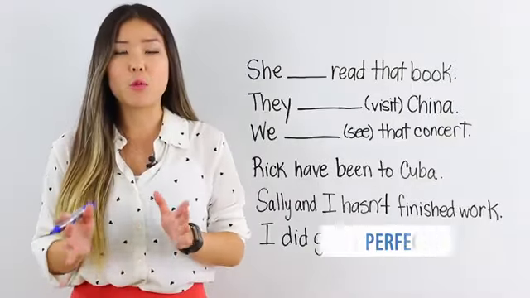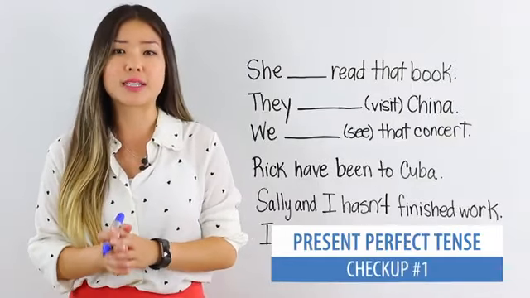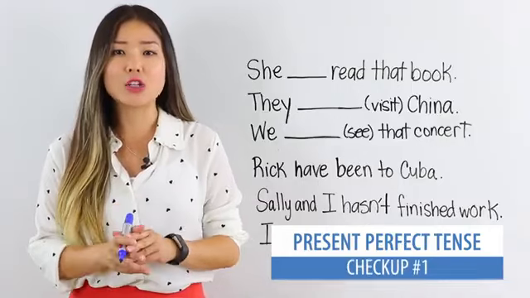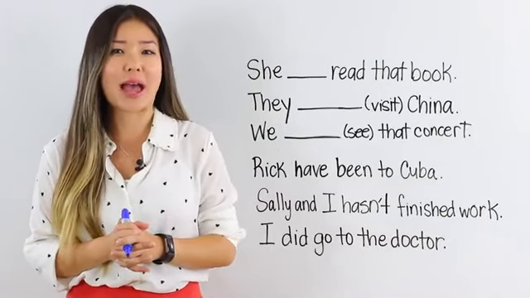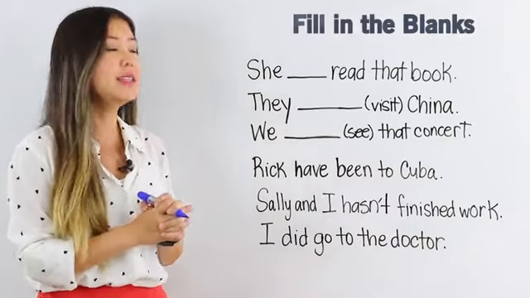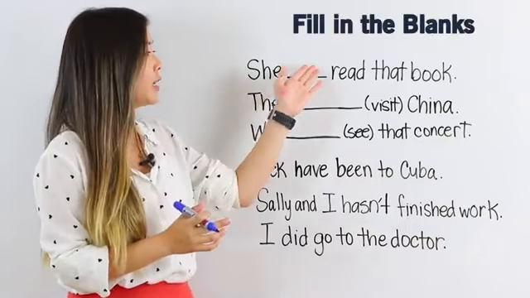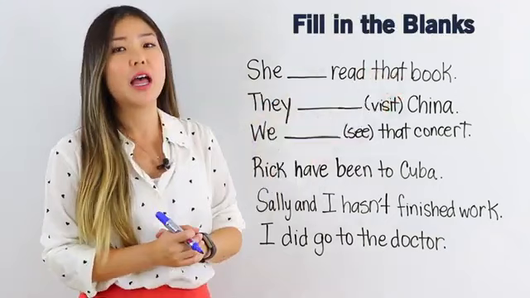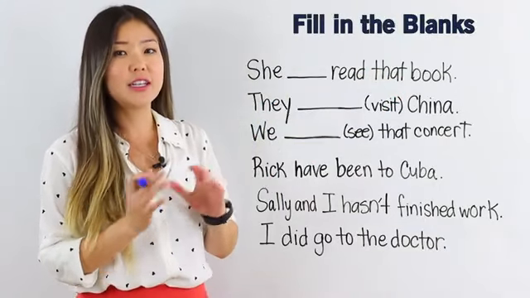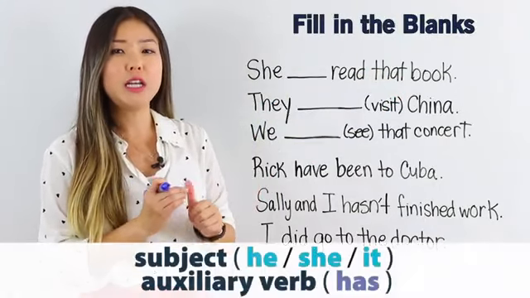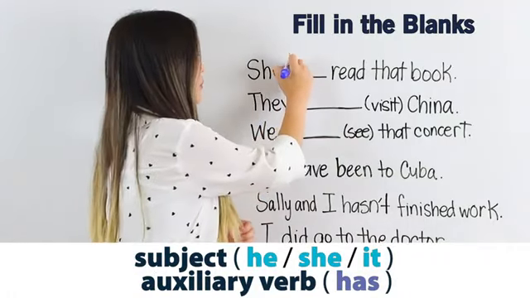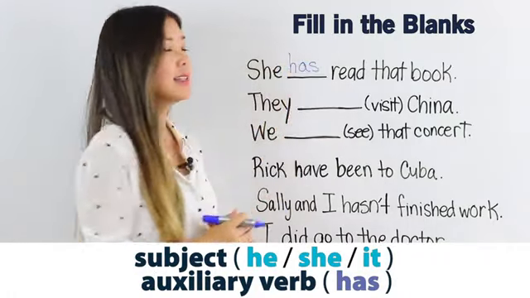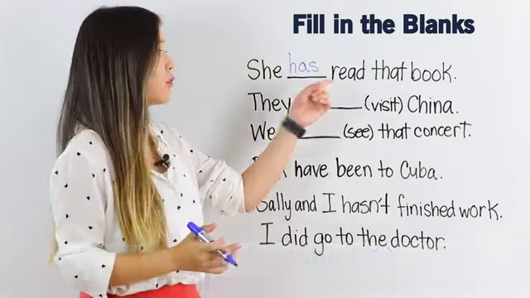For this checkup, we'll take a look at the present perfect tense, which describes an action that happened at an unknown or indefinite time in the past. Let's look at the first sentence. She blank read that book. The subject in this sentence is she. For he, she, it, in this tense, we say has. She has. Now, take a look at the verb.